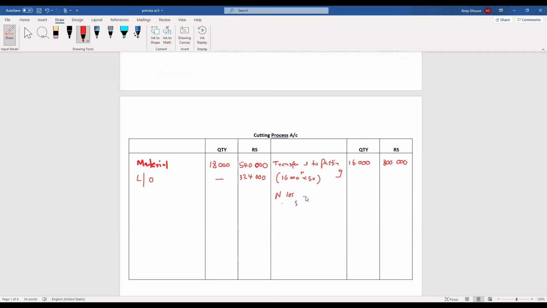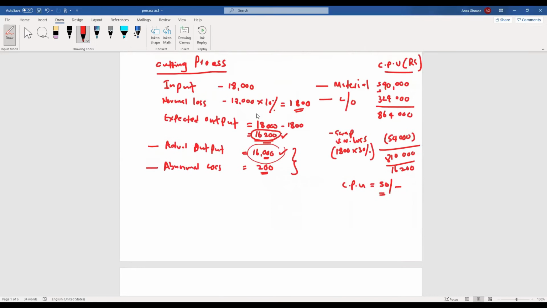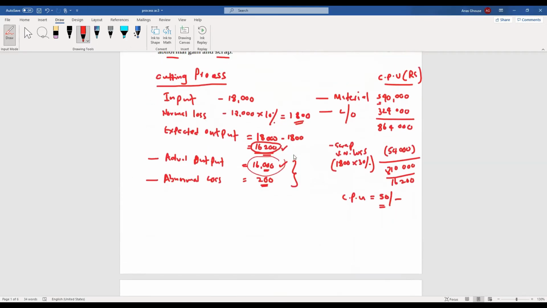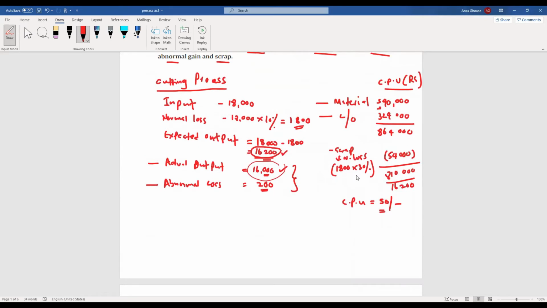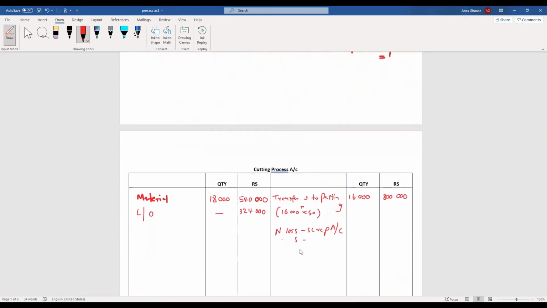Then we have the normal loss. This will be transferred to the scrap account. Normally we don't allocate any cost to normal loss. So normal loss is 1,800 units, which could be sold at 30, therefore 54,000. This has to be transferred to the scrap account.